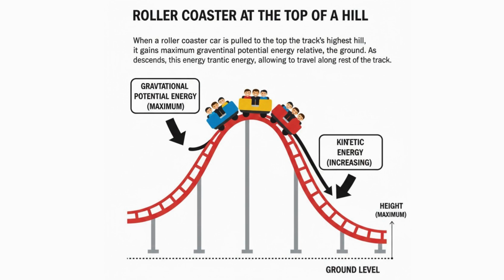It means that first it has gravitational potential energy, which is at its maximum, and when it comes down, it converts into kinetic energy. This is the example of gravitational potential energy, and we can relate it with the definition of gravitational potential energy.